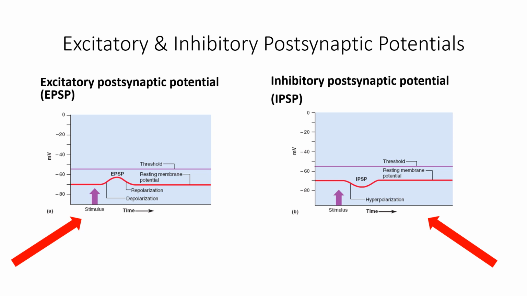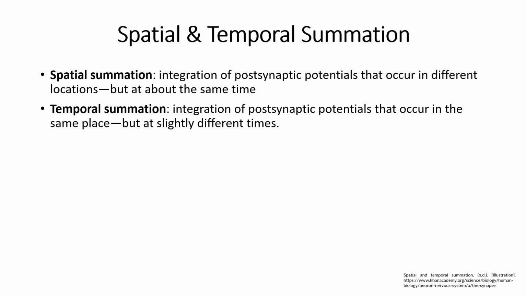IPSP, or inhibitory postsynaptic potential, is when a neurotransmitter hyperpolarizes the postsynaptic cell and makes it more negative than the resting membrane potential, and it makes the postsynaptic cell less likely to fire. So IPSPs have the opposite effect. That is, they tend to keep the membrane potential of the postsynaptic neuron below threshold for firing an action potential. IPSPs are important because they can counteract or cancel out the excitatory effect of EPSPs.